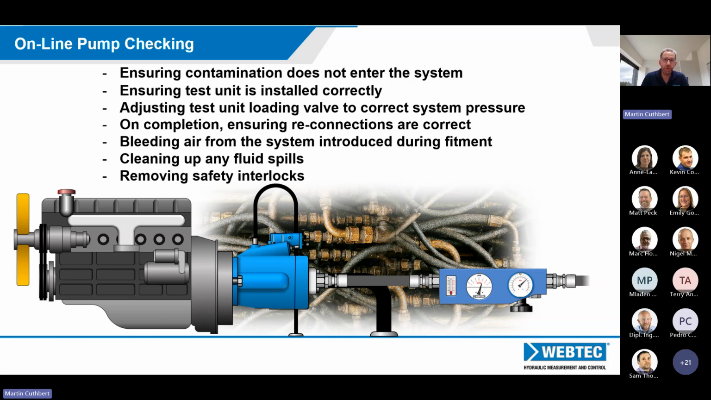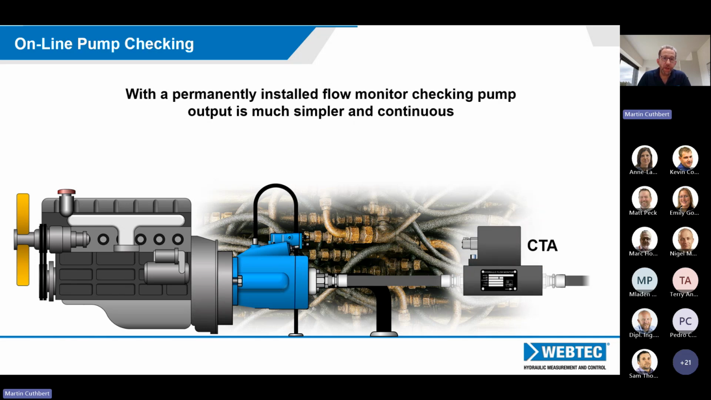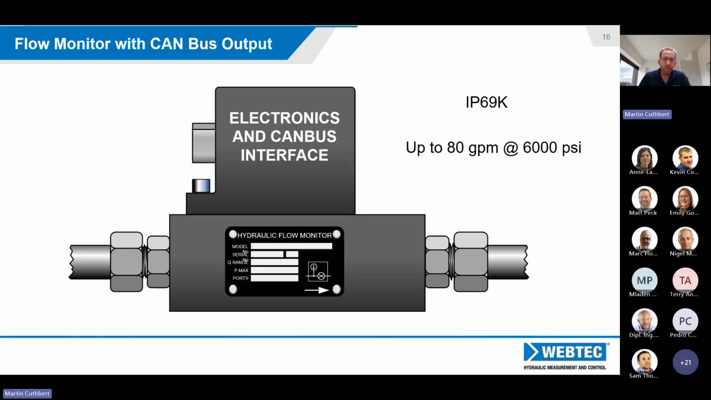And so what's the alternative? It isn't suitable to leave that particular unit in place the whole time, but what's an alternative approach? And that would be to put in a ruggedized flow meter that can be left permanently in line with a digital output. So we'll just look at this particular unit in more detail.